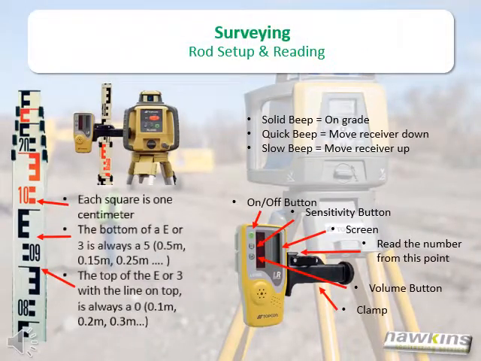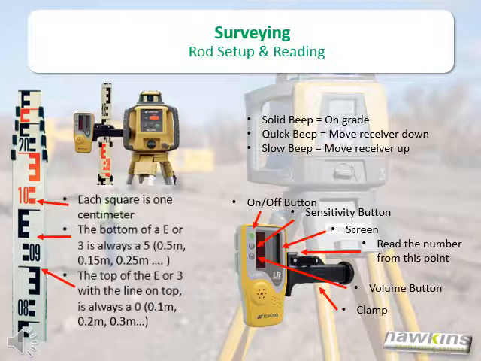Rod setup and reading. Each square is 1 centimeter. The bottom of the E or 3 is always a 5, either 0.5 meters, 0.15 meters, 0.25 meters, etc. The top of the E or 3 with the line on top is always a 0, 0.1, 0.2, 0.3 meters, etc.